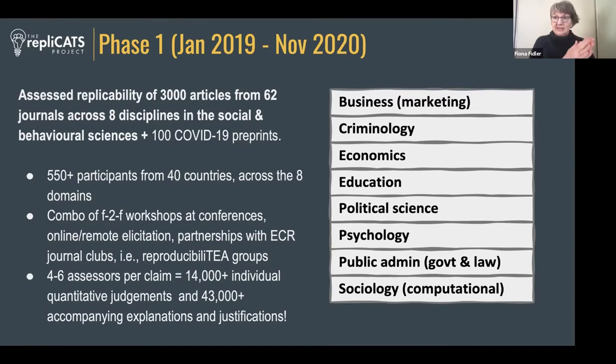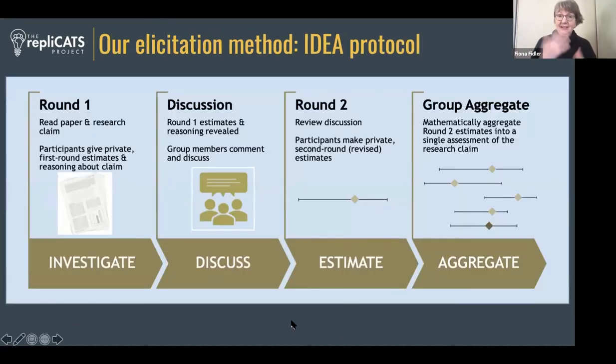So we're eliciting quantitative judgments, but also the reasoning and justifications that sit alongside that, which I'll explain a little bit more. Now, our elicitation method here is not a prediction market. Anna will be talking about prediction markets. Ours is a structured deliberation protocol. So it's closely related to a Delphi model, but with some clear differences.